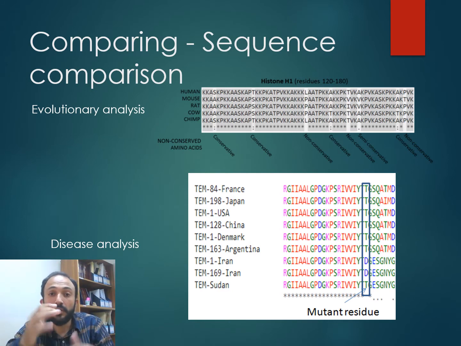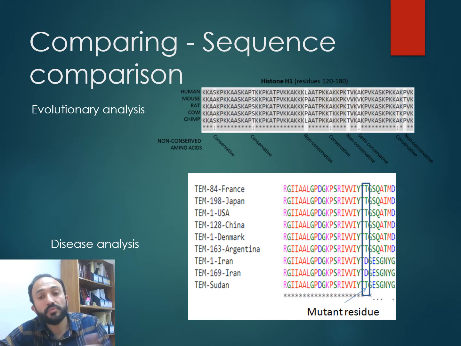But if we are talking about comparison at the in silico level, for instance, if we want to check how the sequence has evolved through time, here in the first upper figure you can see that it's trying to compare different species. For example, human, mouse, rat, cow, and chimpanzee, right? That is a sequence of one histone H1 protein, and after comparison you can identify how much the sequence is conserved between the five different species.